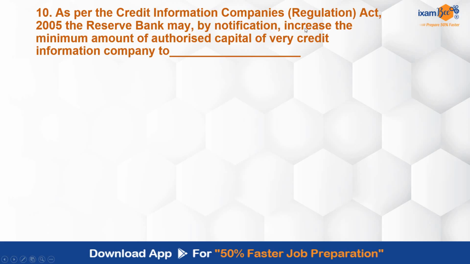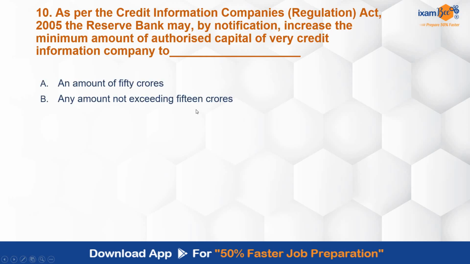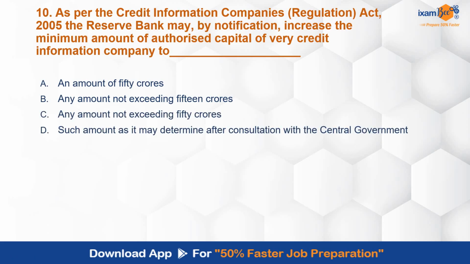The Reserve Bank may by notification increase the minimum amount of authorized capital of every credit information company to: an amount of 50 crores, an amount not exceeding 15 crores, any amount not exceeding 50 crores, or such amount as it may determine after consultation with the central government. Either A or D, that is an amount of 50 crores or such amount as it may determine after consultation with the central government.